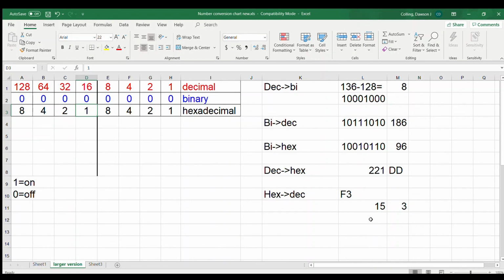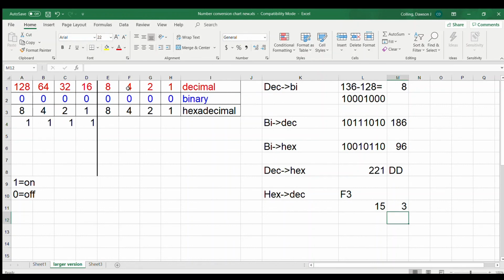So 15 minus 8 is 7. That's positive. That would be a 1. 7 minus 4 is 3. That's positive. That's another 1. 3 minus 2 is 1. That's another 1. And finally, 1 minus 1 is 0. That's positive, 1. And then we would do the exact same thing for 3.